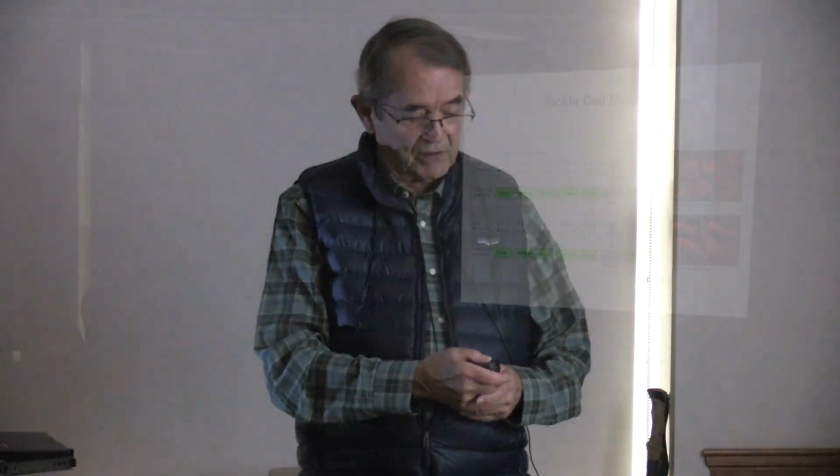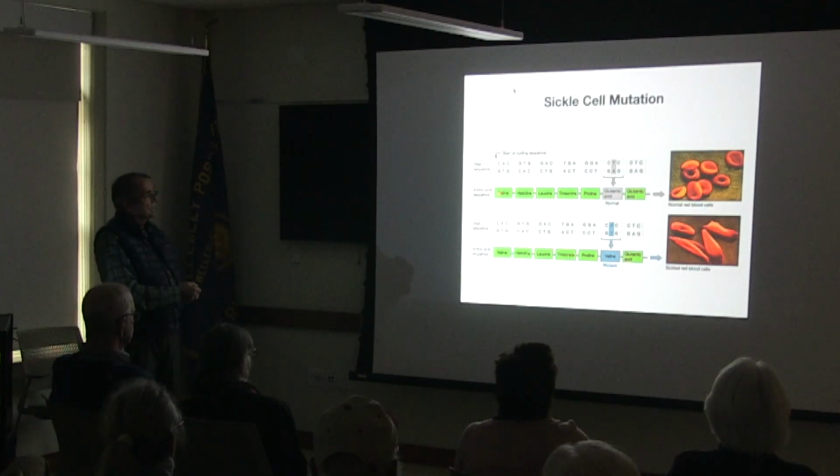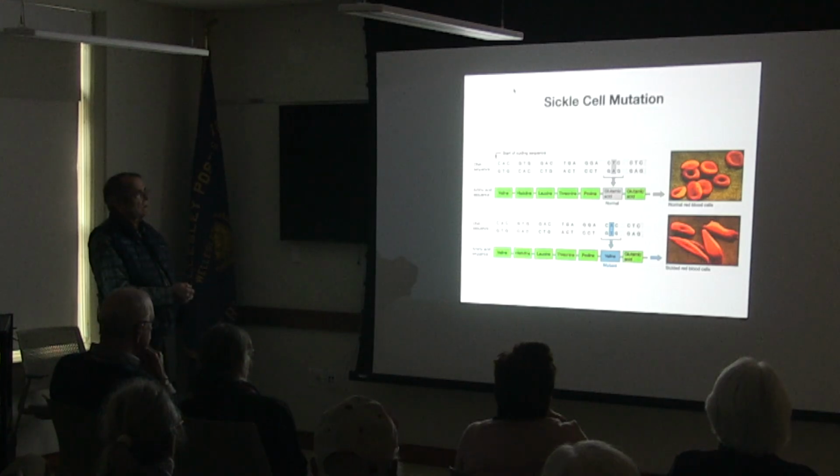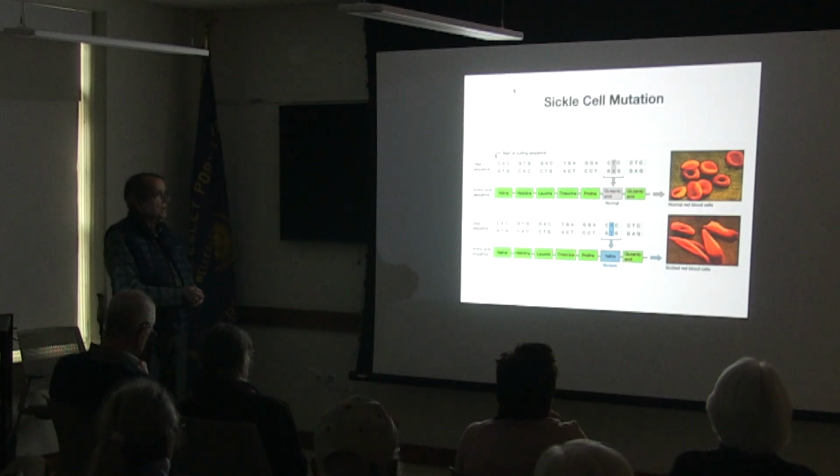the part of hemoglobin that is affected is about 150 amino acids long. These are the first 6. First amino acid in normal hemoglobin is valine, followed by histidine, leucine, threonine, proline. Okay? And most of the time, you have a glutamic acid in this position, position 6, and another one in position 7. But here's the mutation in sickle cell.